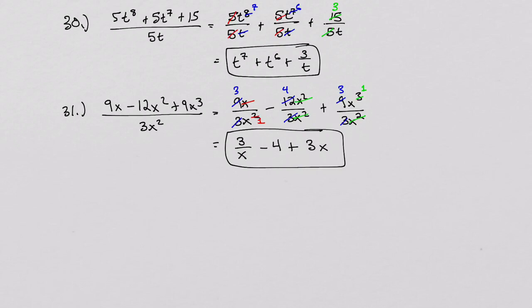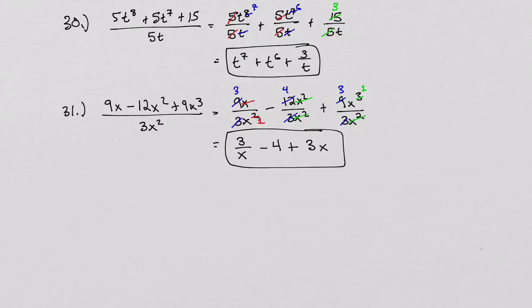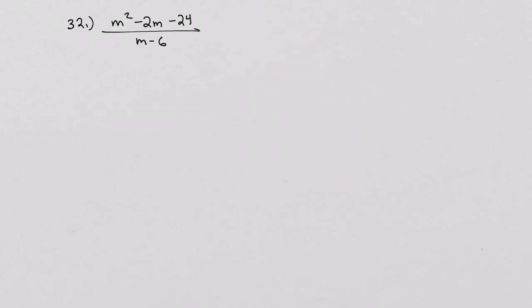Now we're on to 32, which I'm going to use a new page for. So 32 is m squared minus 2m minus 24 divided by m minus 6. Now the difference between the previous page, so 30 and 31, these were monomial divisions. This one is a polynomial division because we have a binomial here. We have two terms in the denominator. So we're going to have to do polynomial long division. So m minus 6 is our divisor going into our dividend, m squared minus 2m minus 24.